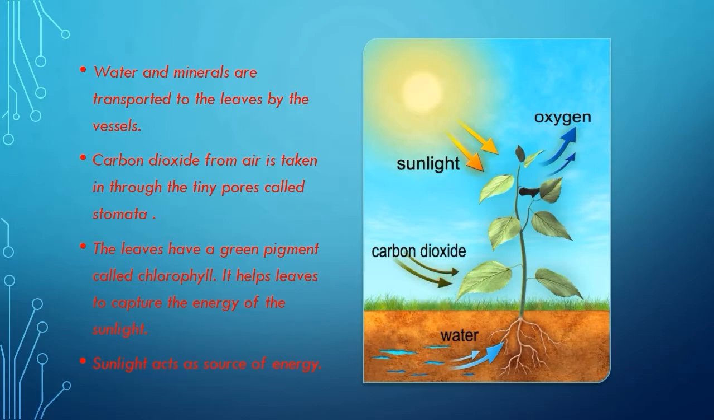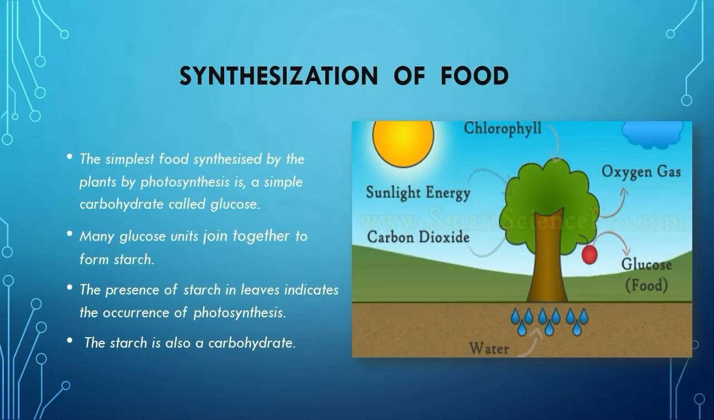The leaves have a green pigment called chlorophyll. It helps to capture the sunlight. In this process, sunlight acts as a source of energy. Now let's see how plants synthesize its own food. The simplest food synthesized by the plant by photosynthesis is a simple carbohydrate called glucose.